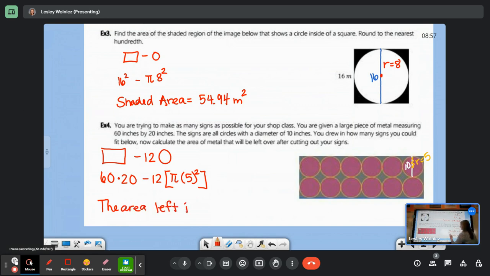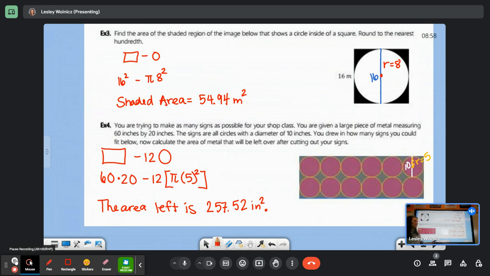Caroline. Oh, no one's going to tell me? Wait, did you forget the 12? It's 257. Yeah, that's what I got too. 257.52 inches squared.